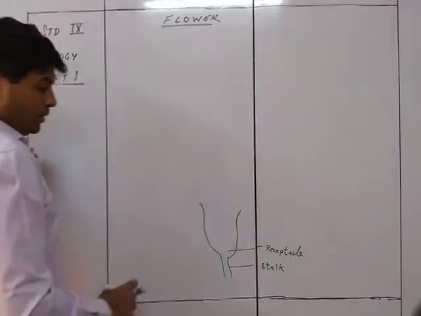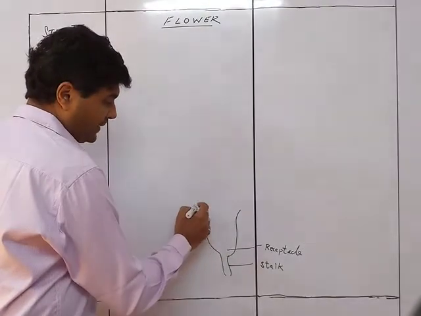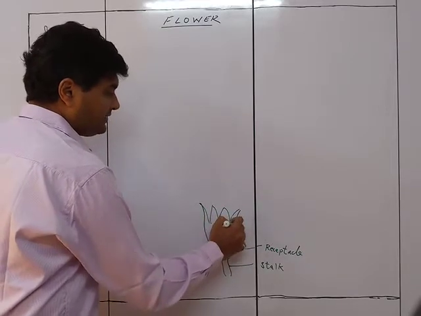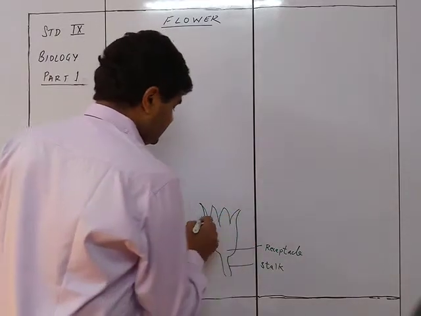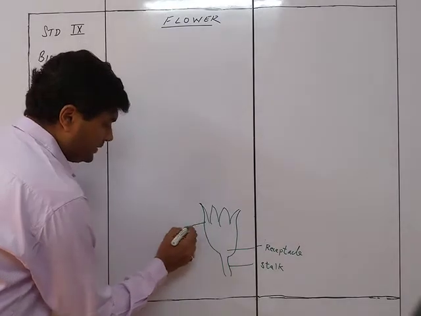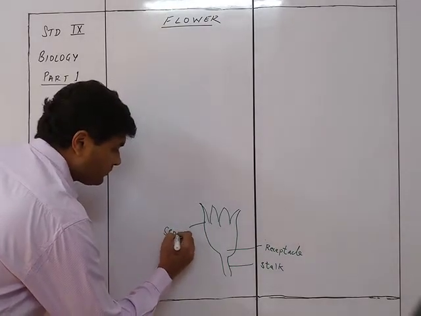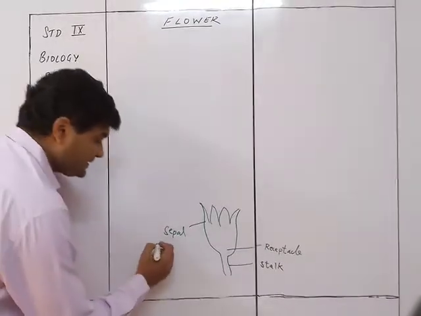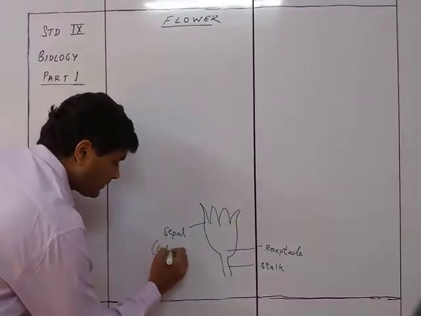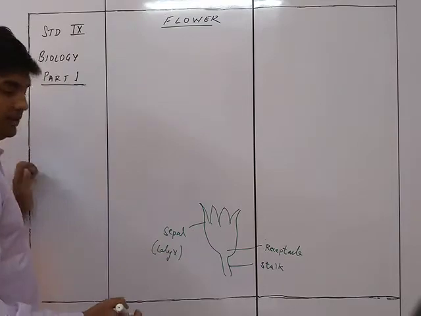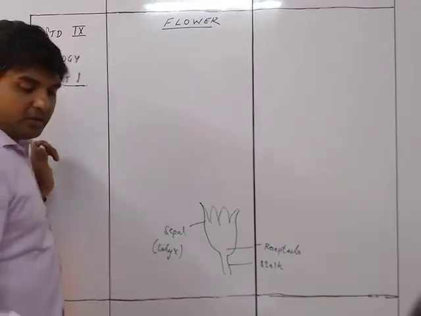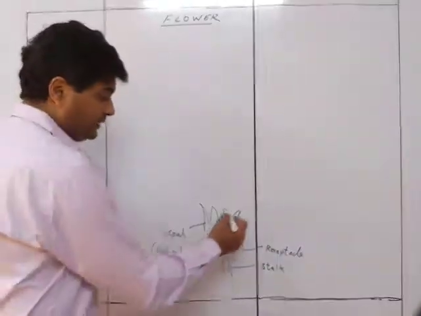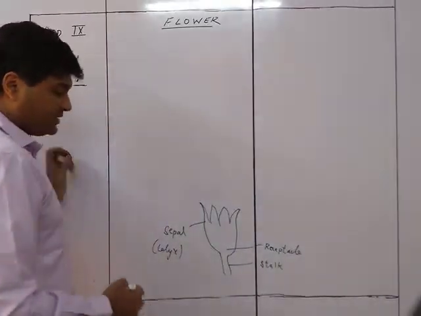Now, these green parts over here are the sepals, and collectively the sepals are called the calyx. It's not given in the textbook, but I'll tell you. So sepals are the green colored part, which is collectively called the calyx.